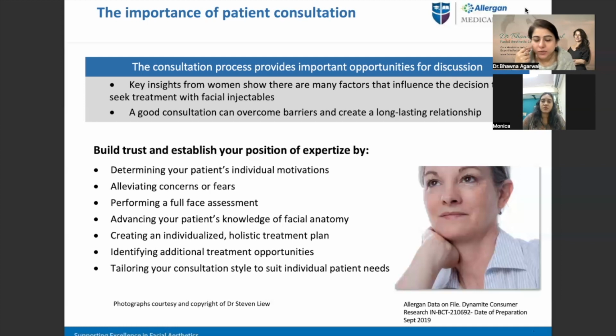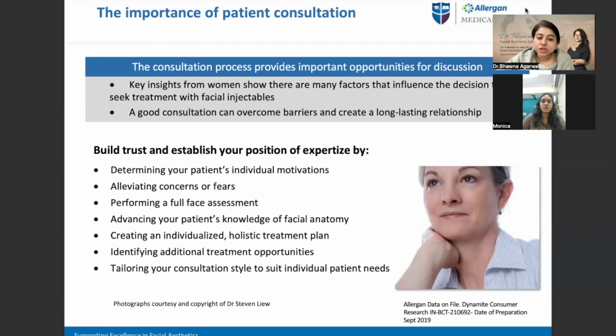Then there is the malar mound. In the malar mound, again, you need to explain to them that it is something very common and it happens in all individuals after a certain age. So you need to keep educating them on anatomy, little by little, not everything at one time, just little by little. And then creating an individualized holistic treatment plan, right?